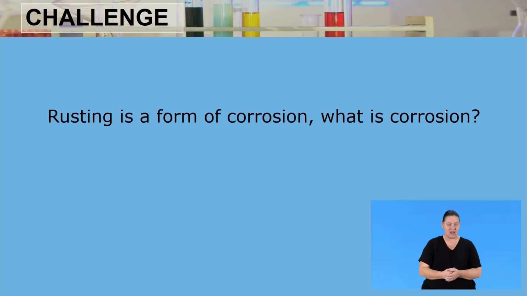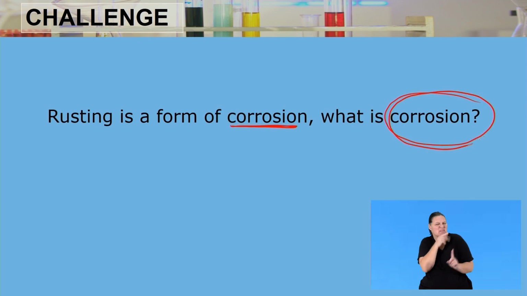However, I have answered a lot of questions. Now it's your turn to answer a question for me. Rusting is a form of corrosion. What I need you to do is to tell me what corrosion is. What is it that you understand about this reaction, about this process, the process of corrosion?